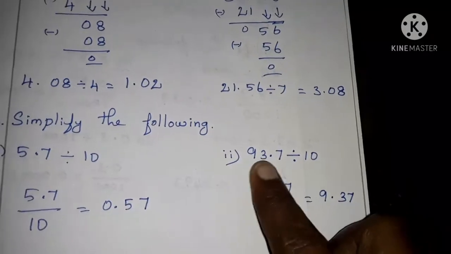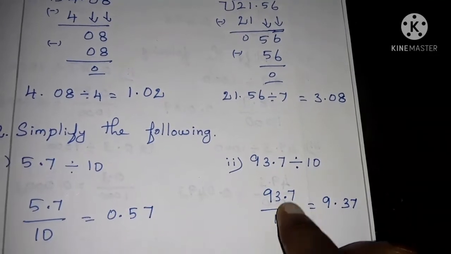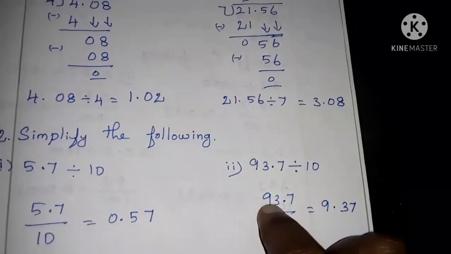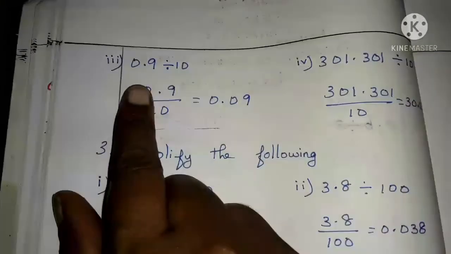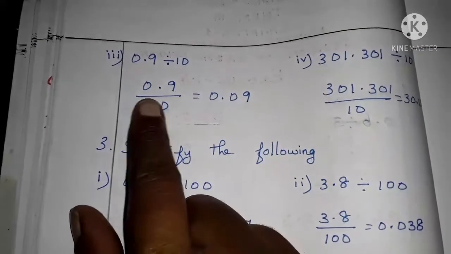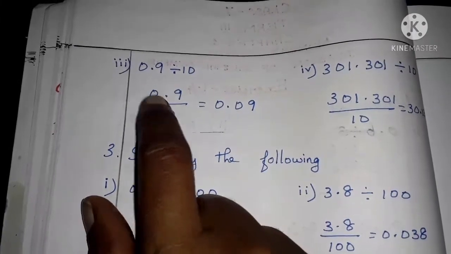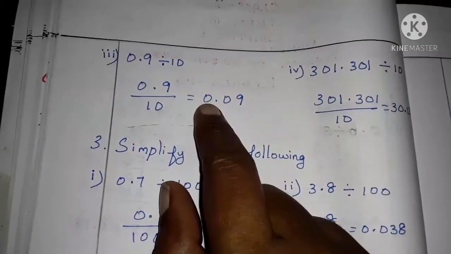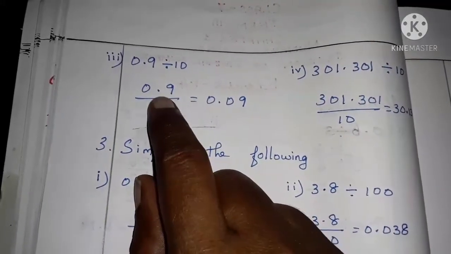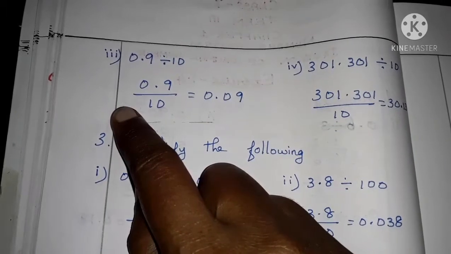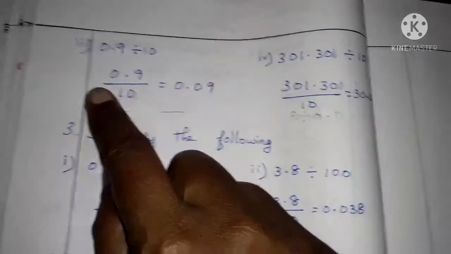1 zero. So the decimal point moves 1 digit before. So here see, 93.7 divided by 10. There is 1 zero, so the decimal point will move 1 place before. So 9.37. Next is 0.9 divided by 10. So 0.9 divided by 10. Here we have to put 0 and move 1 place. So 0.09.